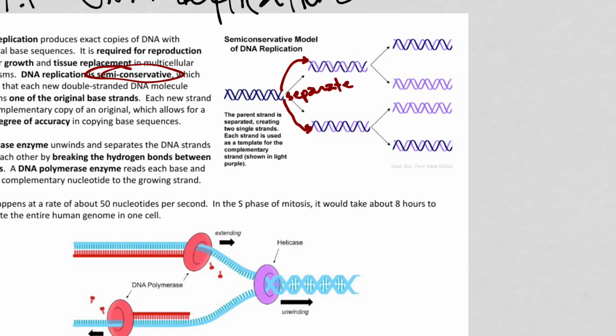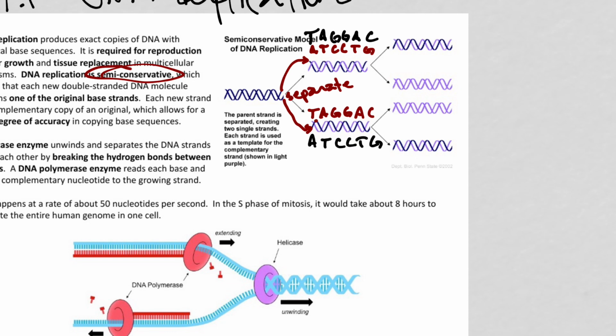So what do we mean by complementary copy? If this dark blue one reads A, T, C, C, T, G, then the purple new one is going to read T, A, G, G, A, C. And vice versa. If our original strand here read T, A, G, G, A, C, that means that the complementary strand reads A, T, C, C, T, G.